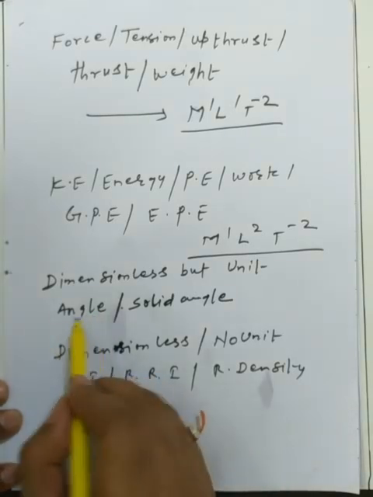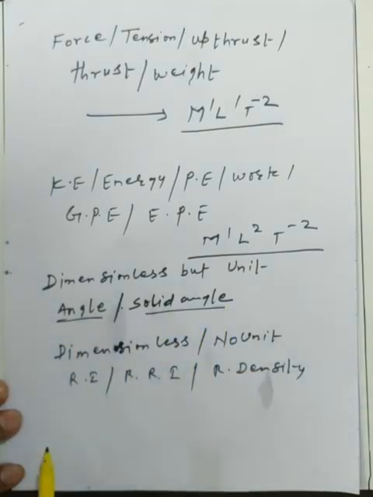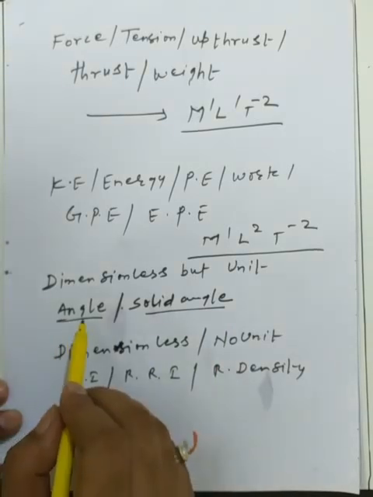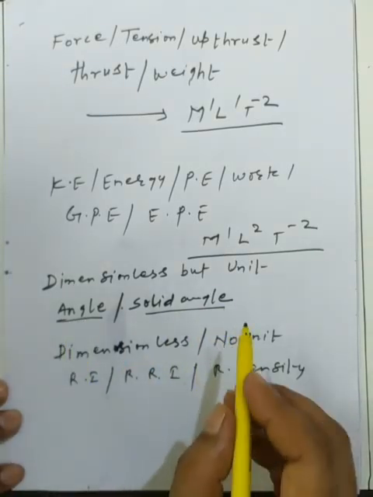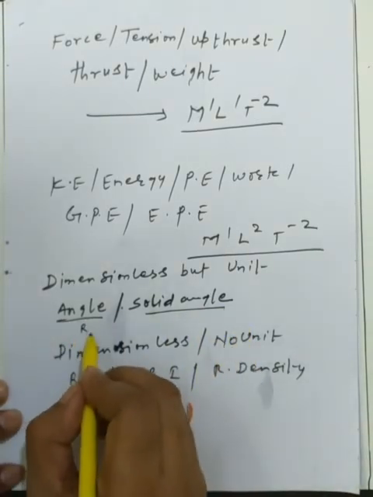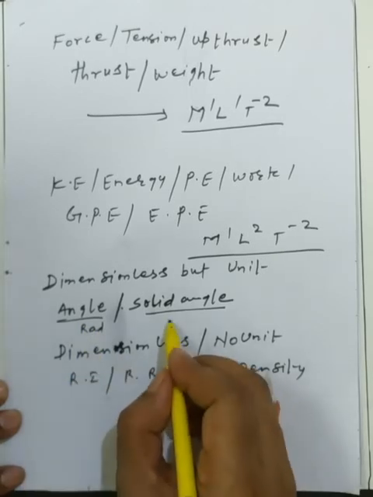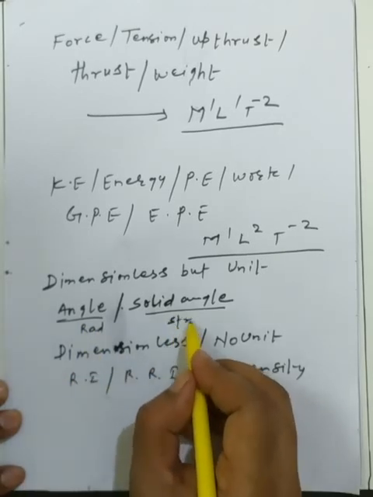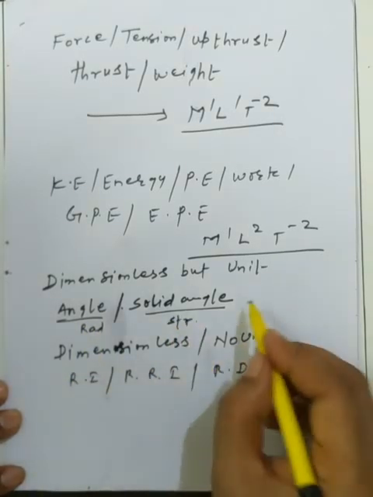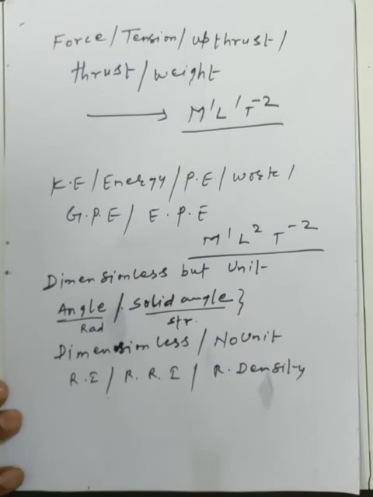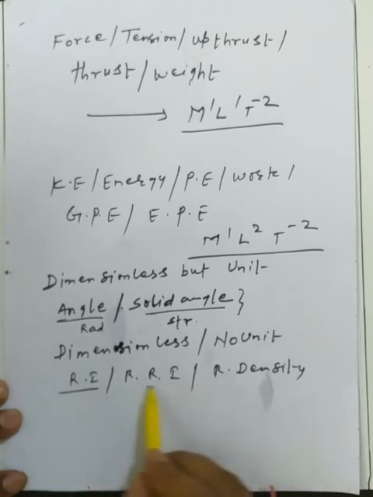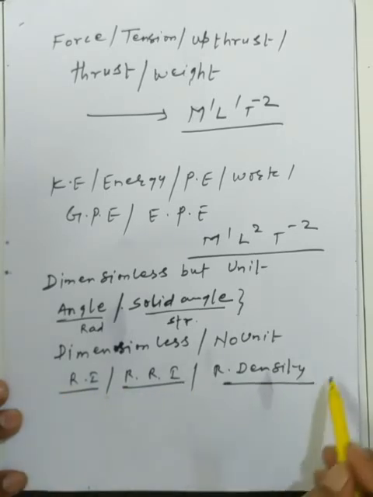Now we have two exception quantities. These are the quantities having no dimension but still they have a unit. Angle has the unit called the radian, and solid angle has the unit called the steradian. Okay, so this is another set of quantities. Now there are so many dimensionless quantities, those having no unit and no dimension. Refractive index, relative refractive index, relative density, these are some of the dimensionless and no unit quantities.